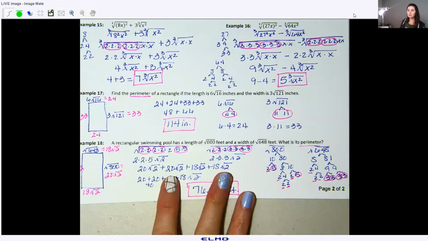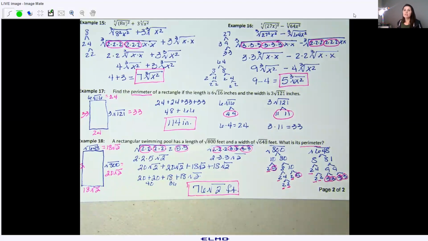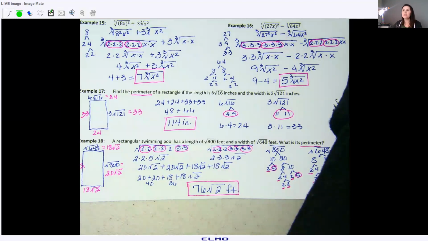That was a lot of work for that one. So, okay, that ends our first lesson in 5-6, adding and subtracting radicals. If you have any questions, please give me a call, and I will see you all later.